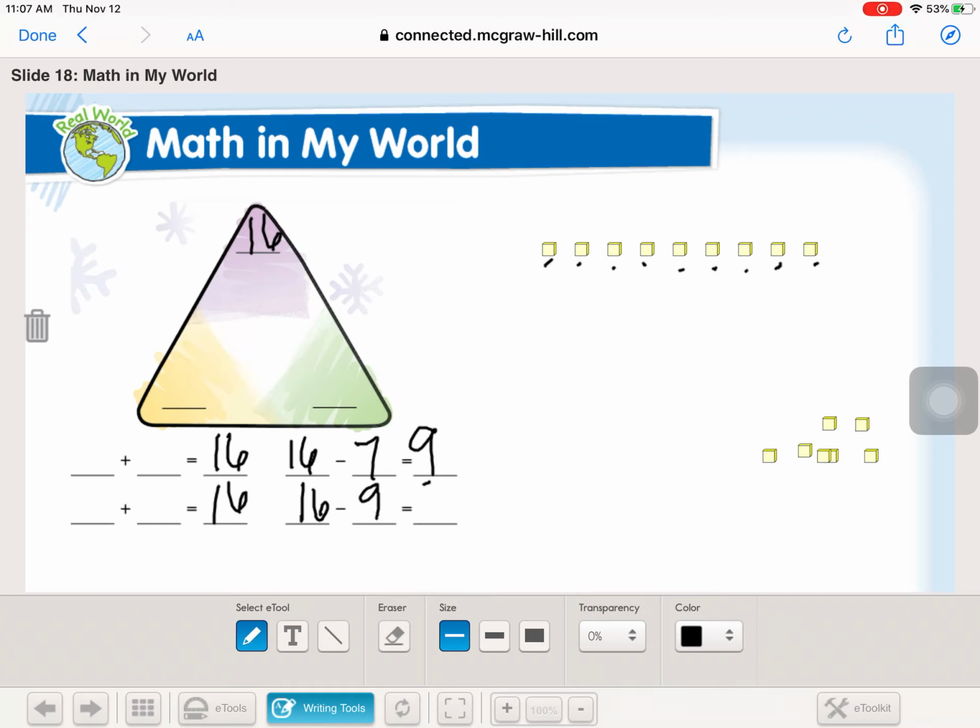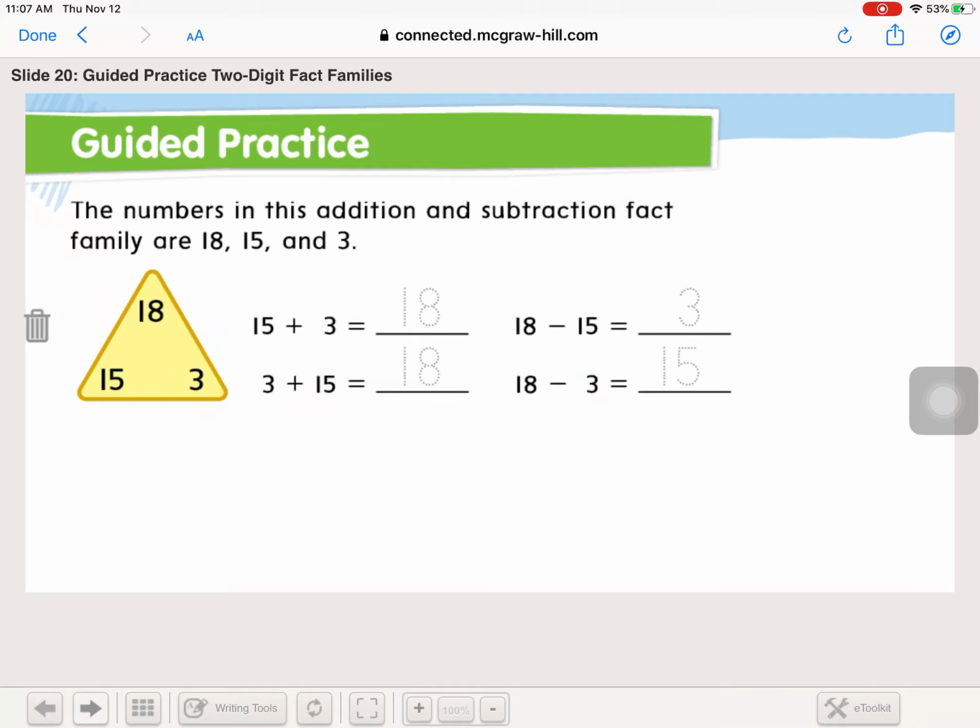We can also flip this around. 16 minus 9 equals 7. And then if 16 minus 7 equals 9, then that means that 7 plus 9 equals 16, and 9 plus 7 equals 16. Let's do a little bit more practice.